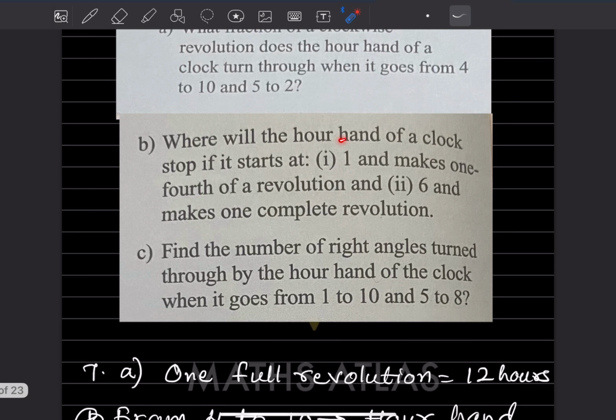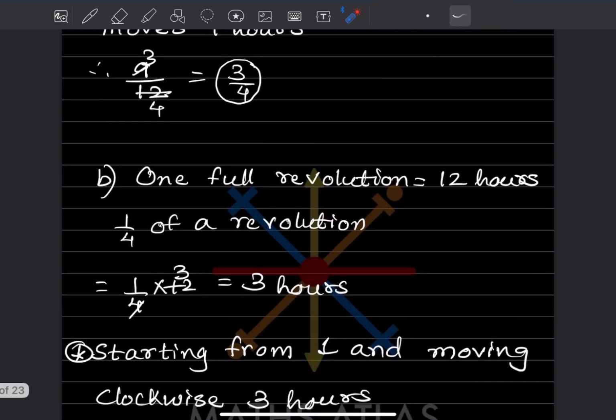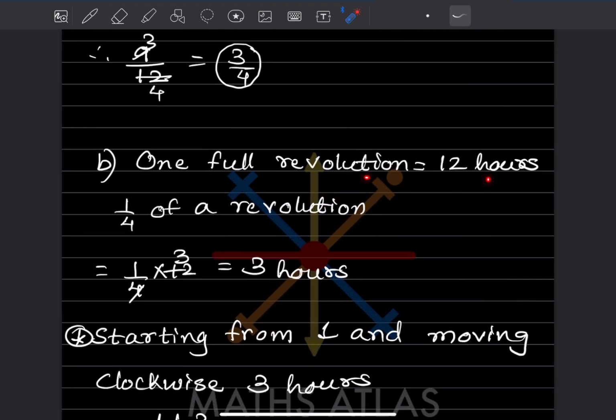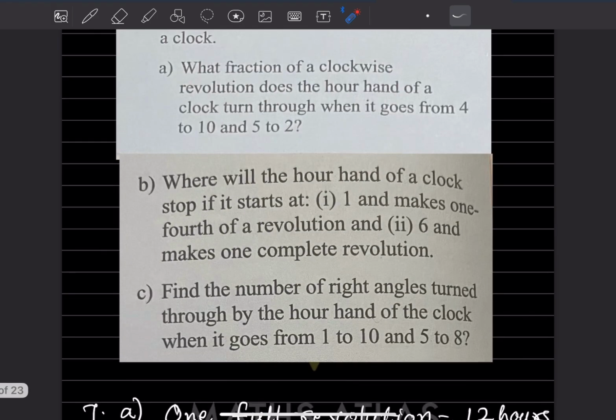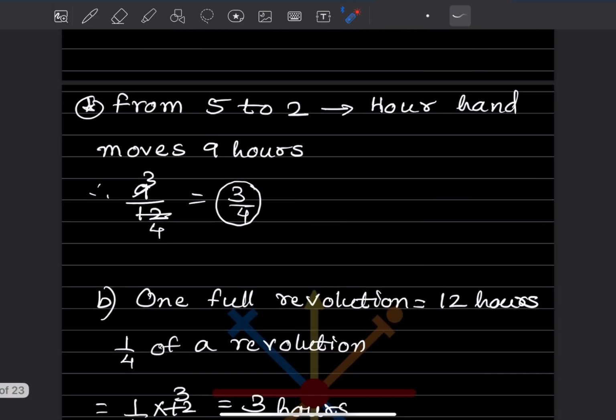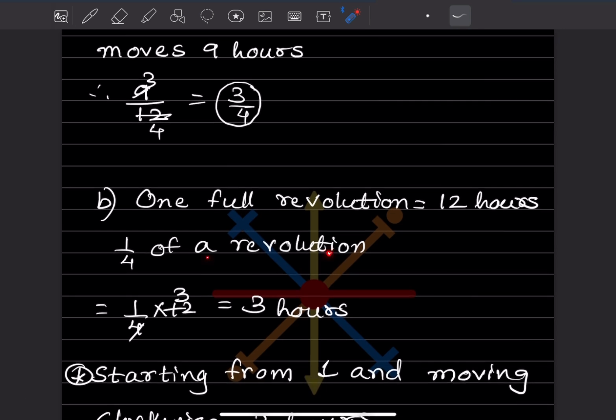So where will the hour hand of a clock stop if it starts at 1 and makes 1/4 of a revolution, and 6 and makes one complete revolution? This is 1/4 of a revolution and this is one complete revolution. So now we'll see, one full revolution is 12 hours. So 1/4 of a revolution means 1/4 of 12, we have to multiply. 4 ones are 4, 4 threes are 12, that is going to be 3 hours.